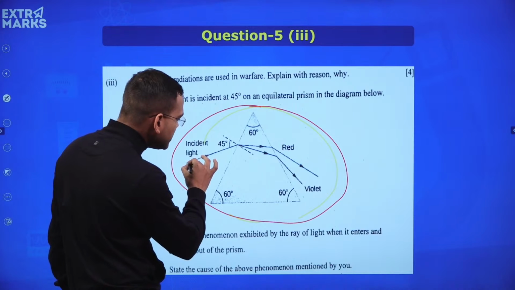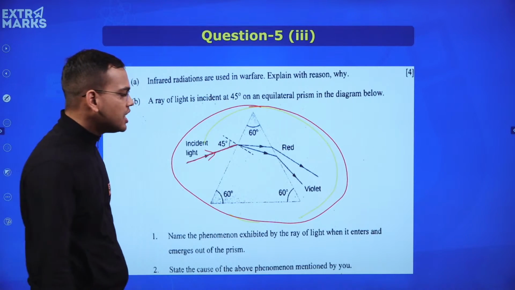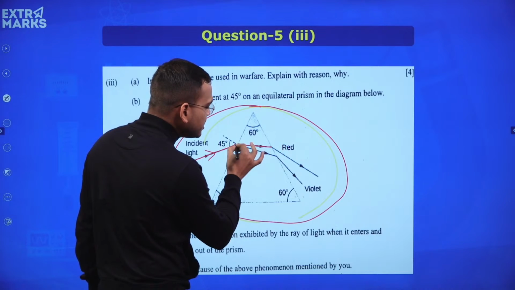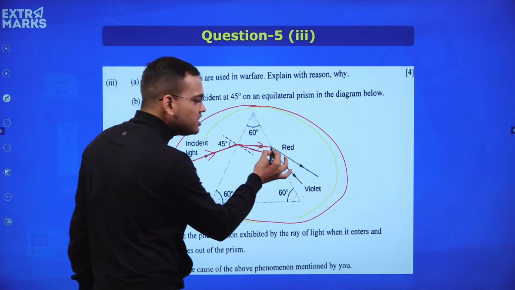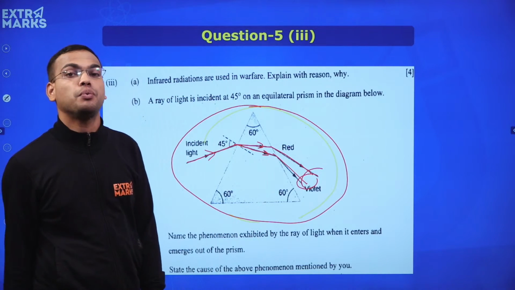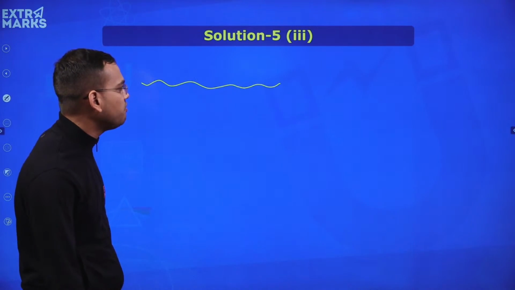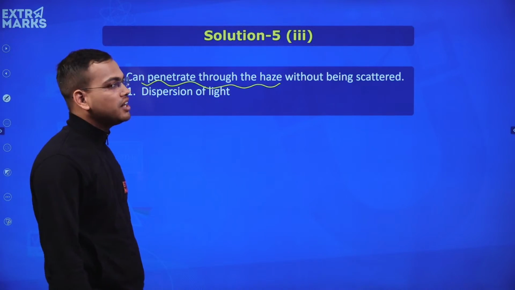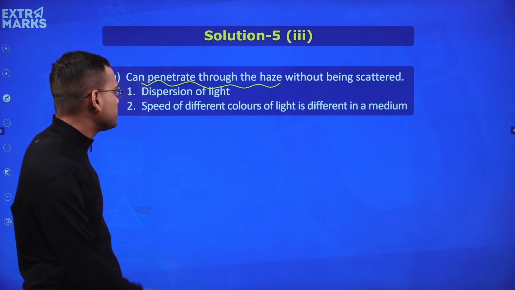See, a single light is going. It's white light entering the prism. Here it is splitting into its 7 constituent colors. And when it is leaving, you can exactly see the band of 7 colors that can be obtained on a screen. So this phenomenon is the dispersion of light, that is the splitting of light into its 7 constituent colors.